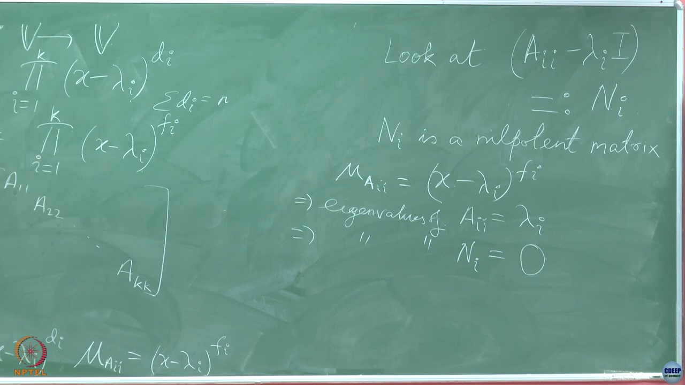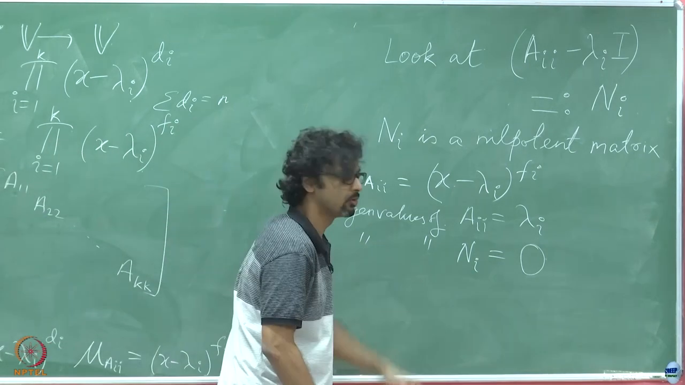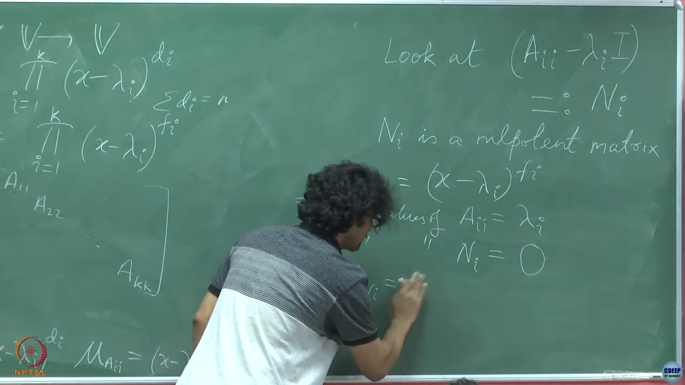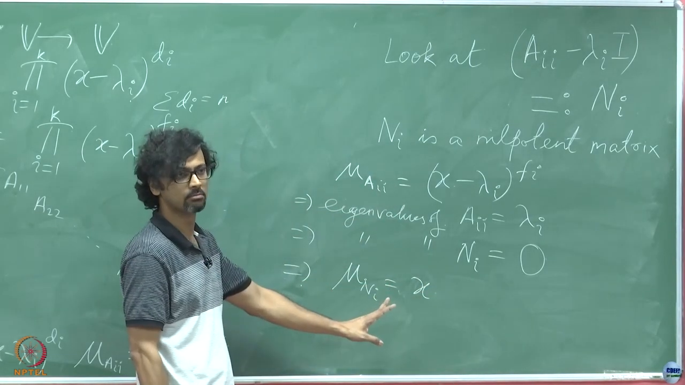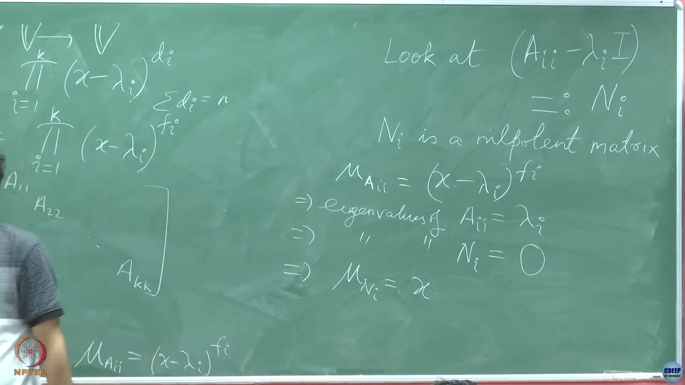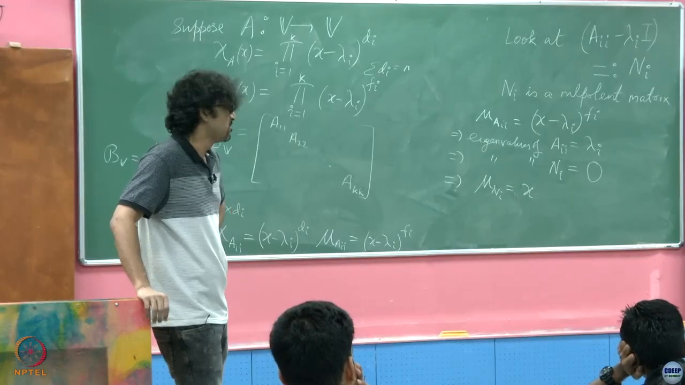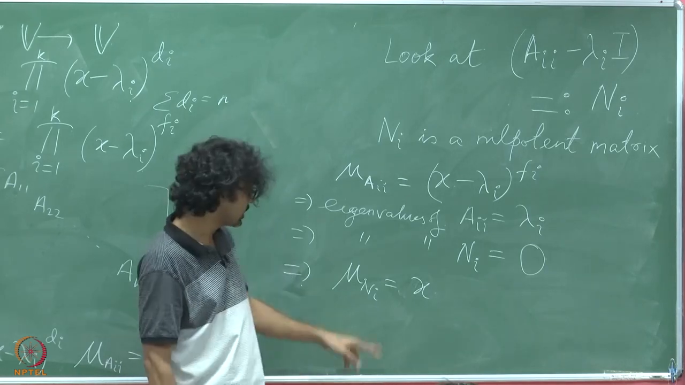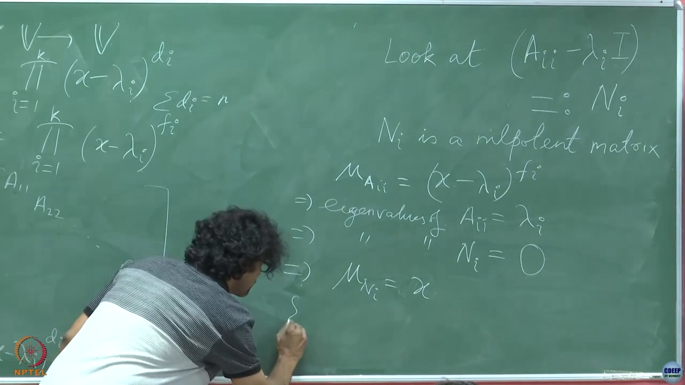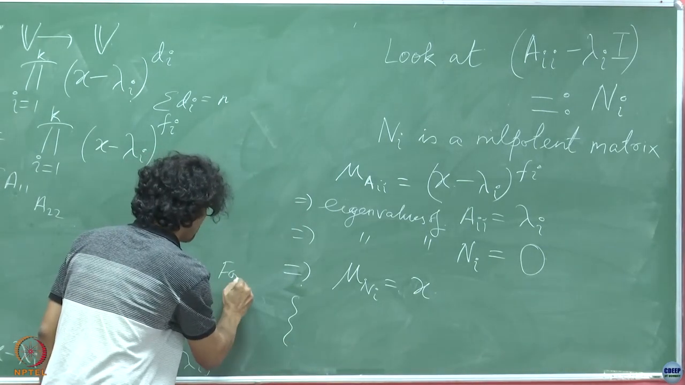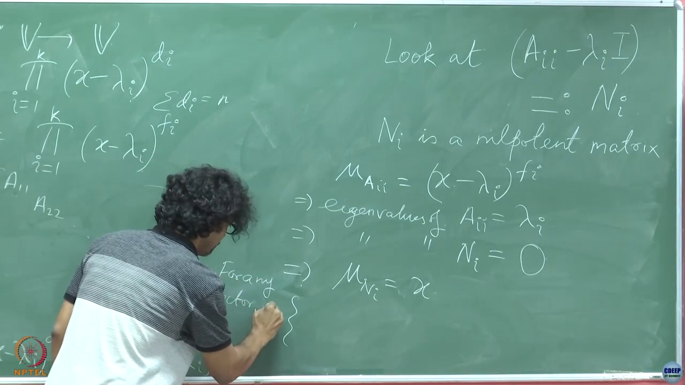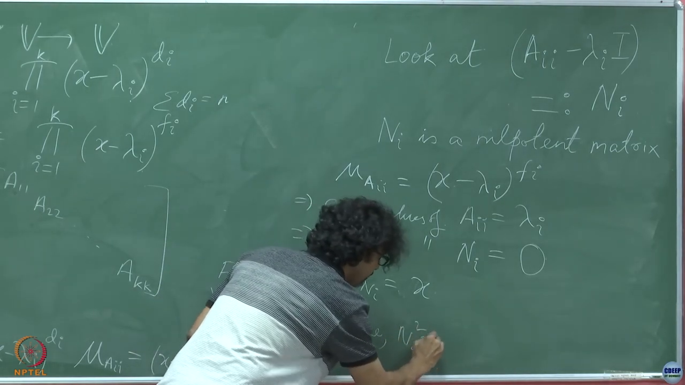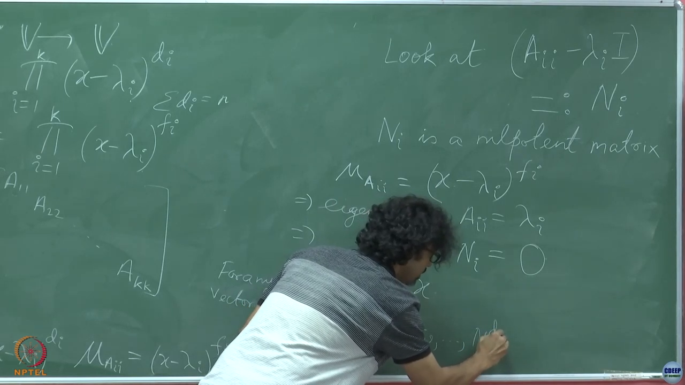You agree? If the eigenvalues of N_i are 0, then the minimal polynomial of N_i can be some x raised to some arbitrary power. What power exactly do you think it is? Let's not get into that question even. Can this be a power more than d_i? What is the size of N_i? It's d_i cross d_i. So consider the set with any vector v: v, N_i v, N_i squared v, until N_i to the power d_i v.